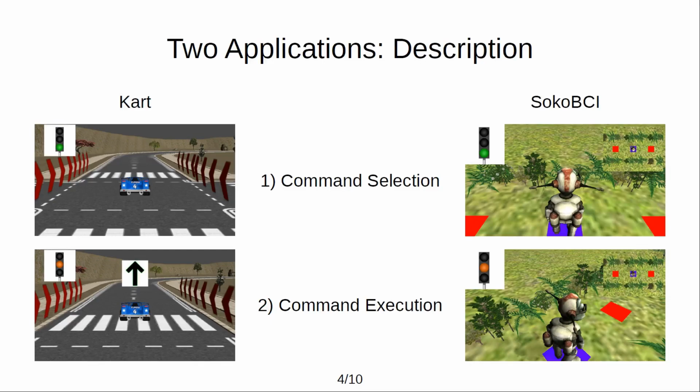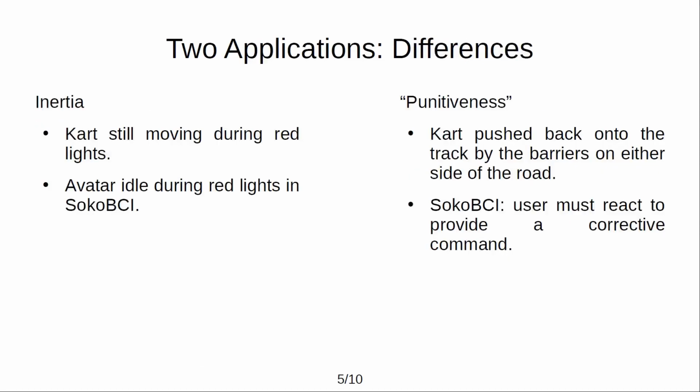The two applications differ mainly on 2 points. We first have a strong difference in inertia. The card is still moving during the red light because the card gains momentum for each action performed by the user, while the avatar is idle during the red lights in SOCO-BCI.